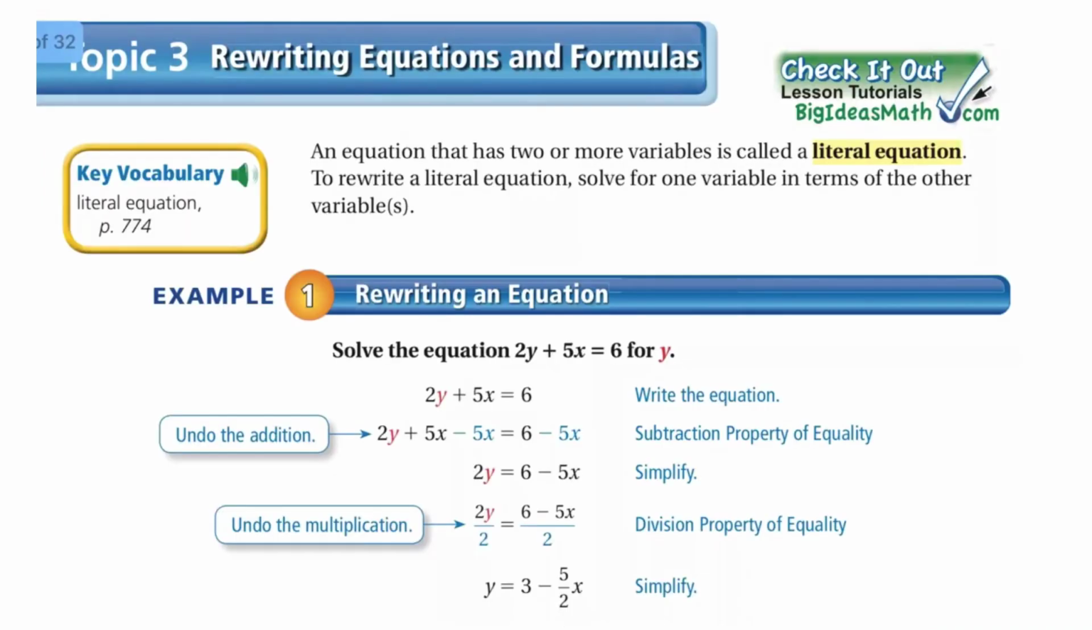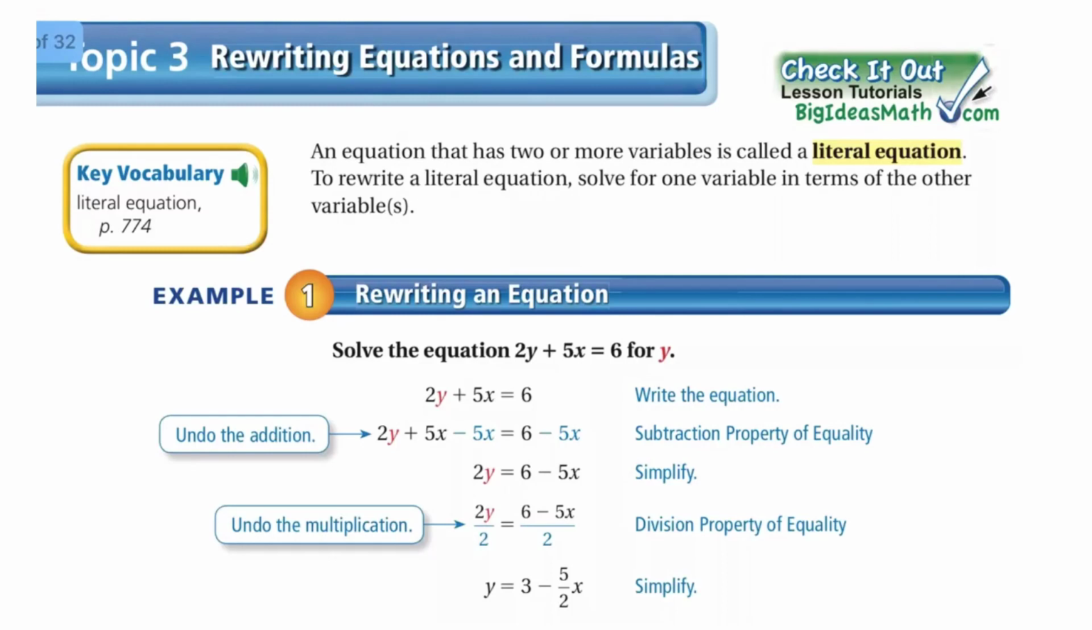Okay, so this is topic 3, rewriting equations and formulas. It says an equation that has two or more variables is called a literal equation. To rewrite a literal equation, solve for one variable in terms of the other variables. So, let's look at what that means.